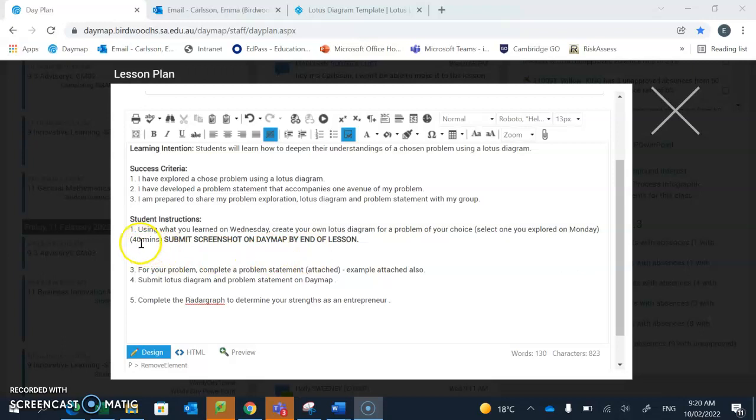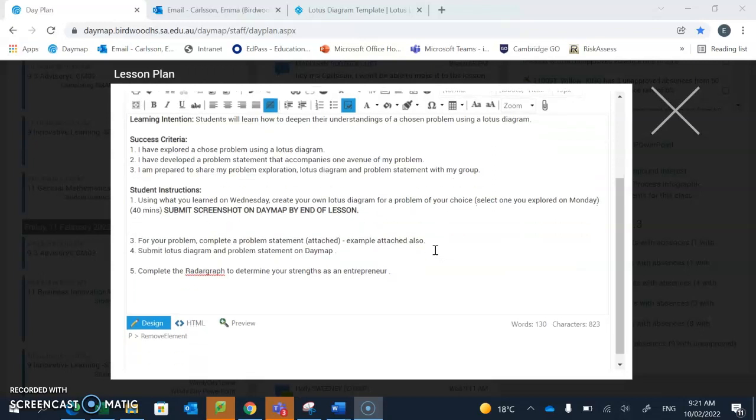This should take you, I've said, about 40 minutes. You are required to do some deep thinking here to explore every avenue of solution that you possibly can for your chosen problem. Okay, so please don't rush through it. It's important that you spend time doing this. Once you've done that for your problem, you need to complete a problem statement. I've attached that and I'm going to go through it in a moment. I've also attached an example.